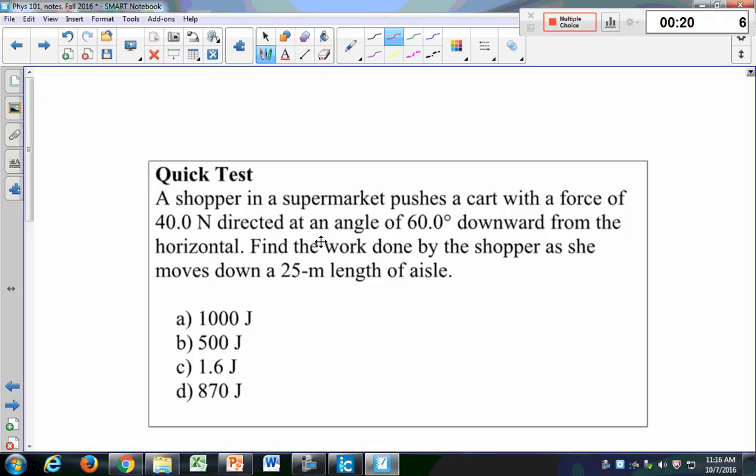You have some homework problems that are similar to this. A shopper in a supermarket pushes a cart with a force of 40 newtons. Find the work.